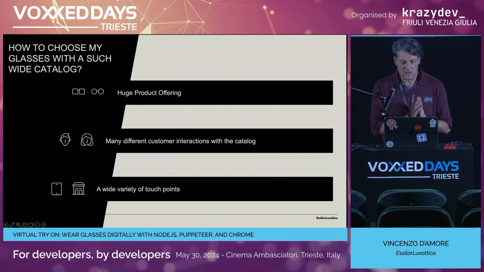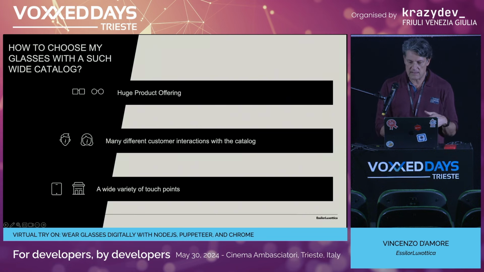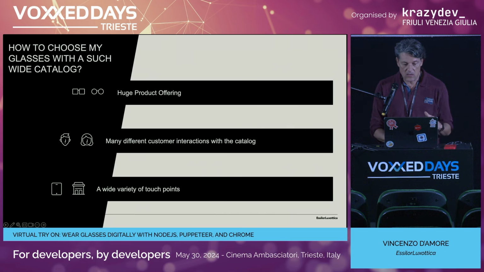EssilorLuxottica has one of the richest eyewear offerings: sunglasses, prescription glasses, masks, and accessories. We have customers coming from all over the world, really, and a wide variety of touch points between e-commerce sites, wholesale, and retail stores. So how do I choose my glasses? Well, how do we help our users to interact with such a wide catalog? That's the point.